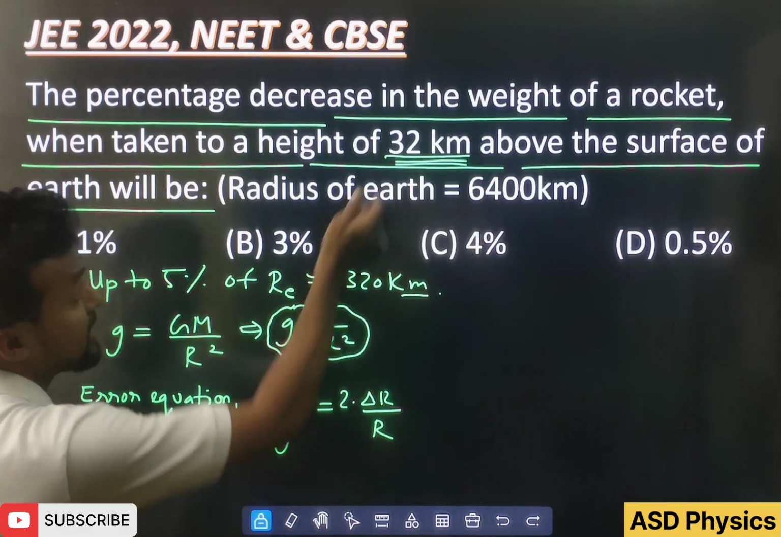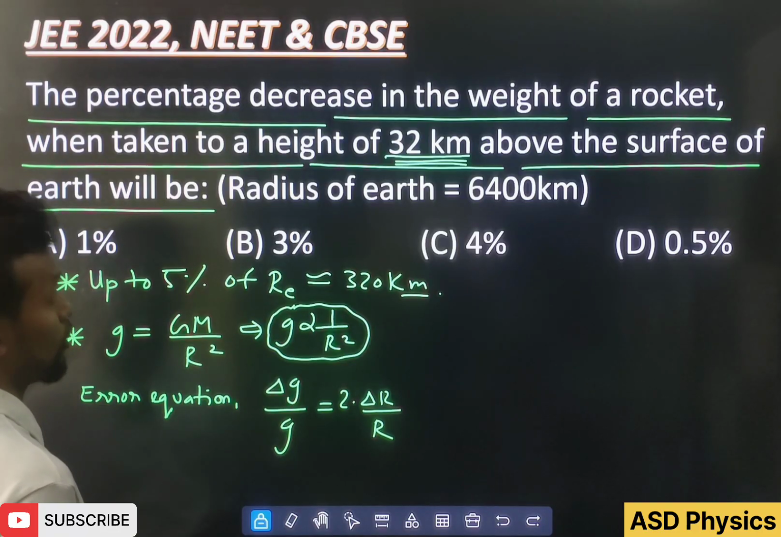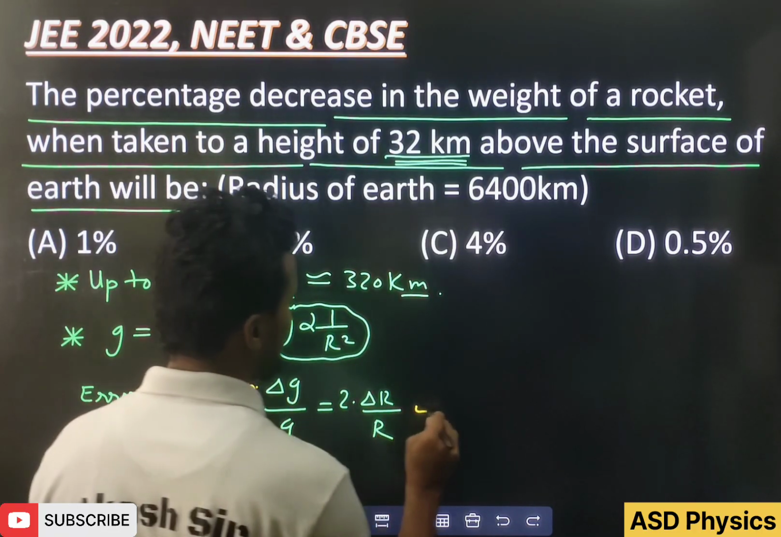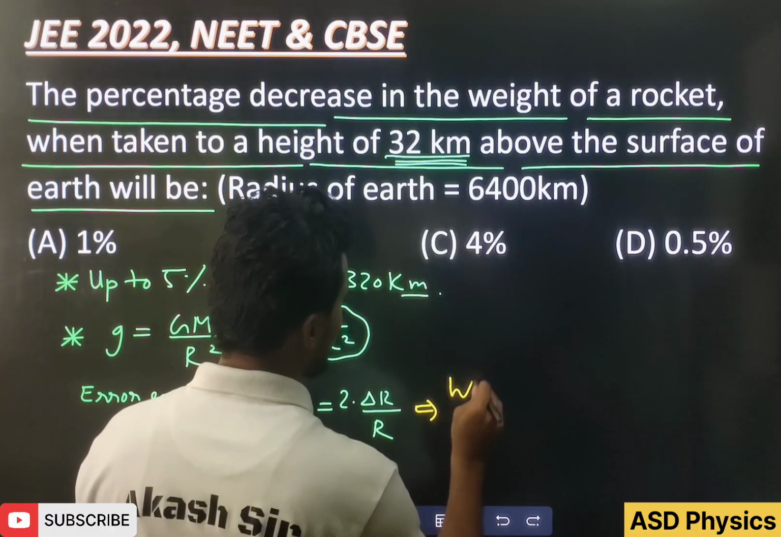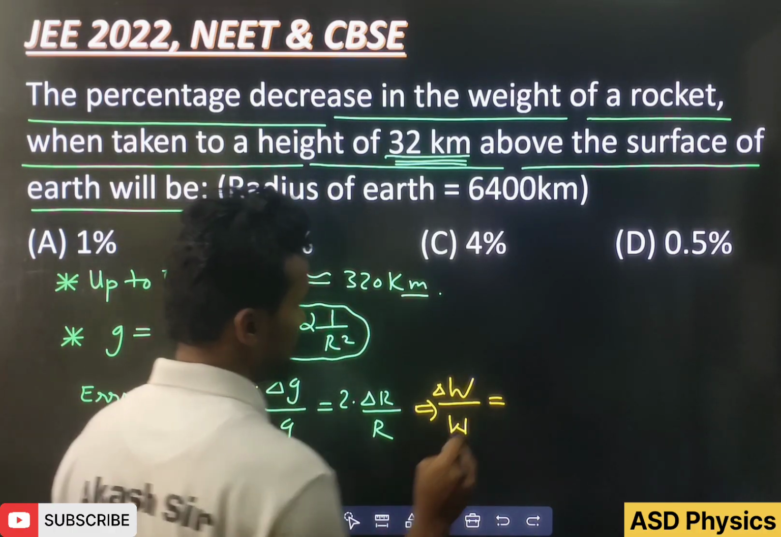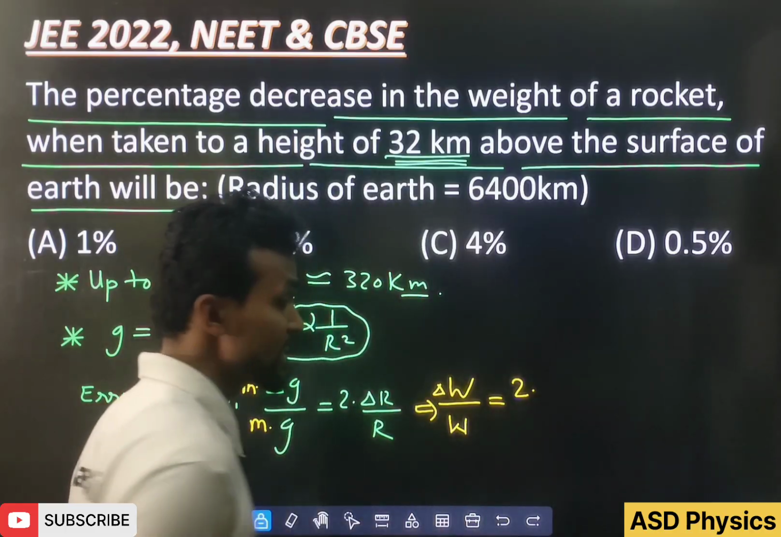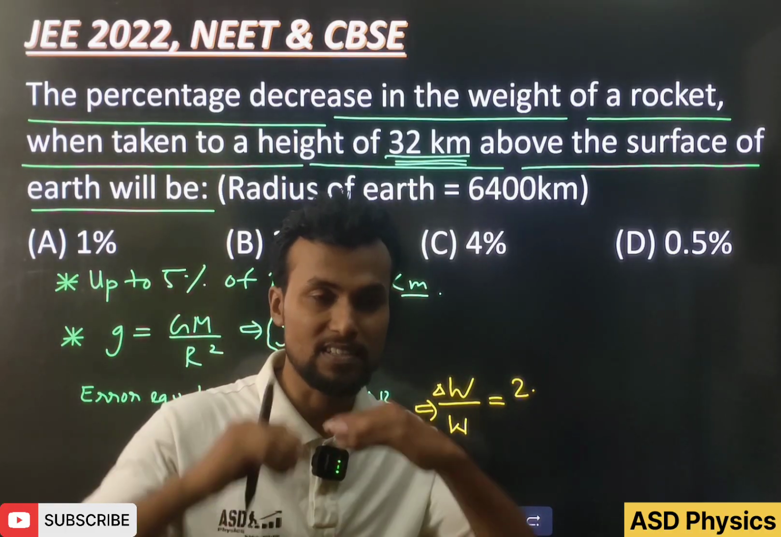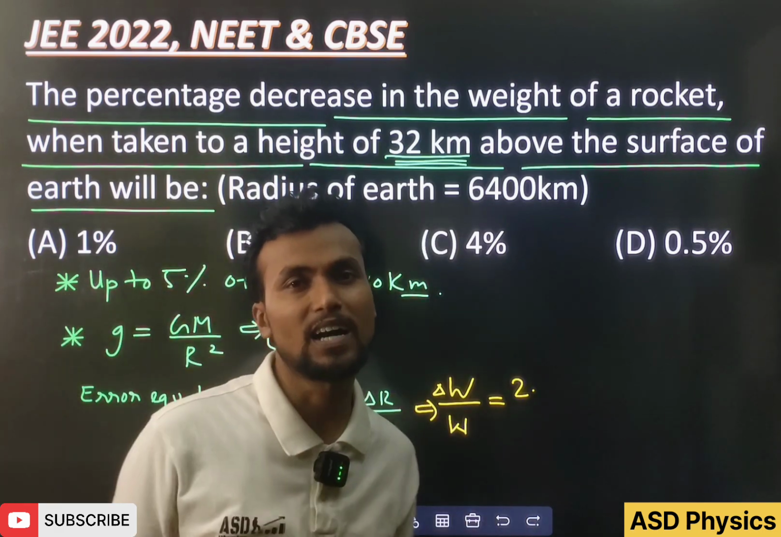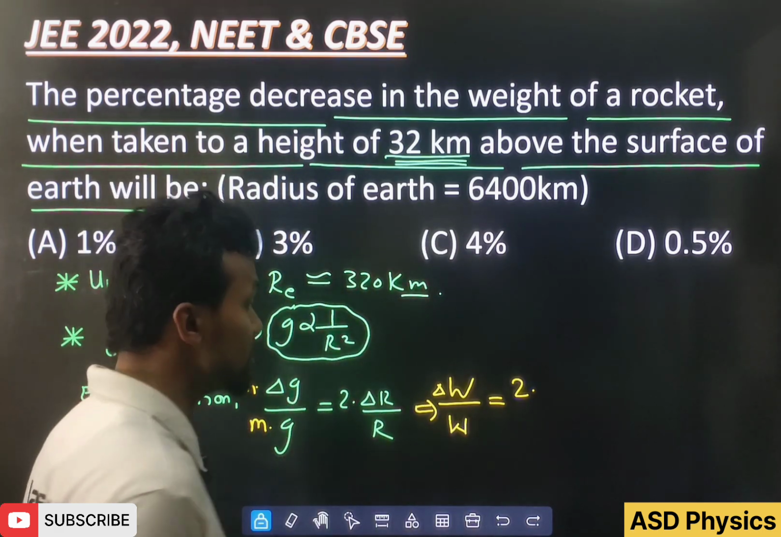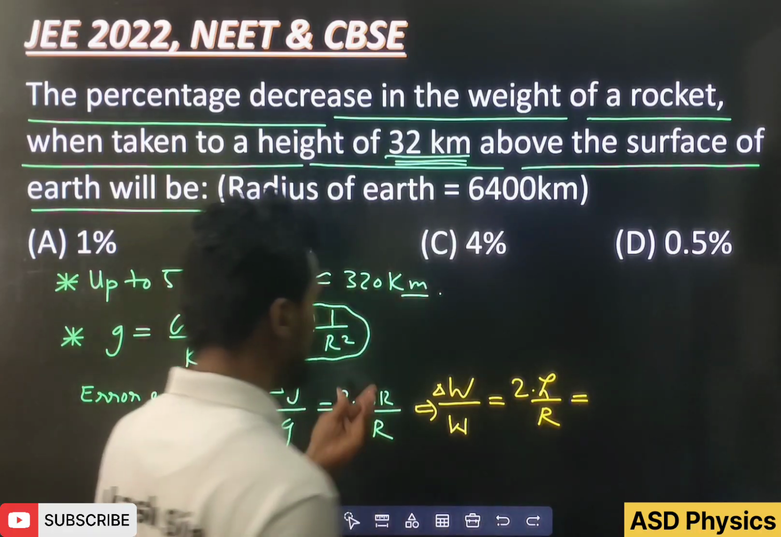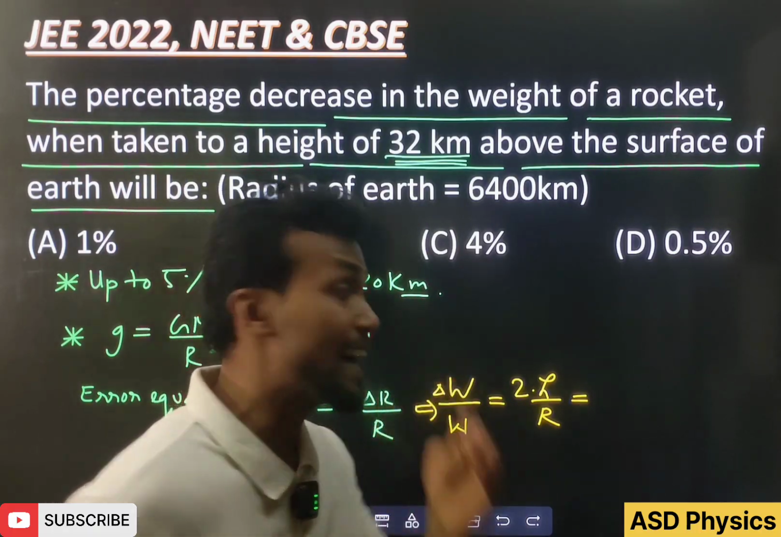And here they are talking in terms of the weight of the rocket, so just multiply with m on both sides. So I can write the change in weight of the rocket by original weight will be 2 times, and what is delta R? That means the change in the radius. Let's take at the surface the radius is R1, above the surface the radius is R2, so R2 minus R1 will be the height of the rocket. So we can write 2h by R, where delta R is the height.